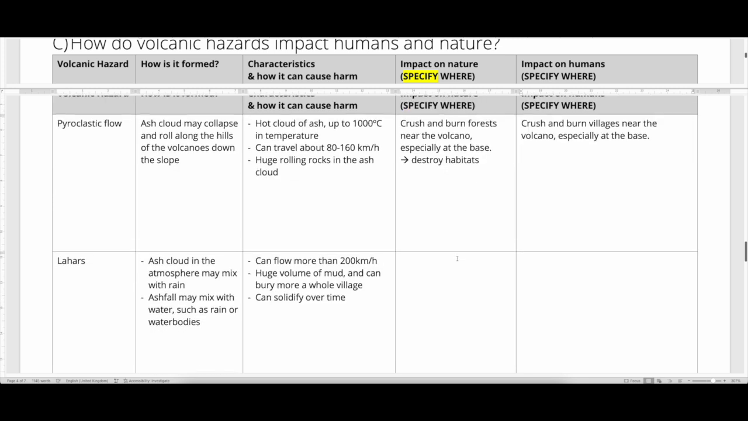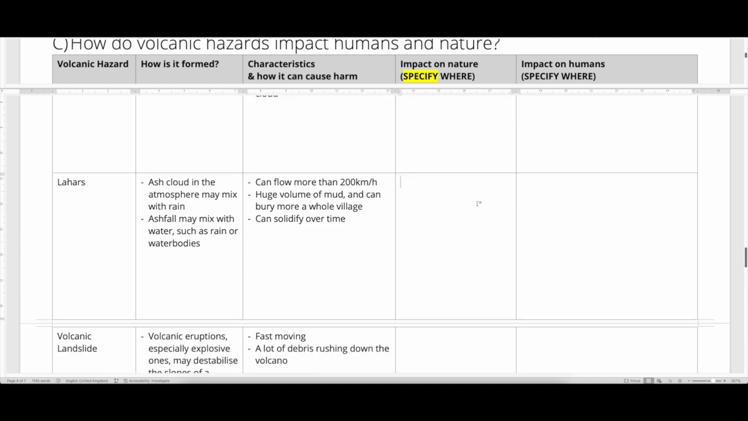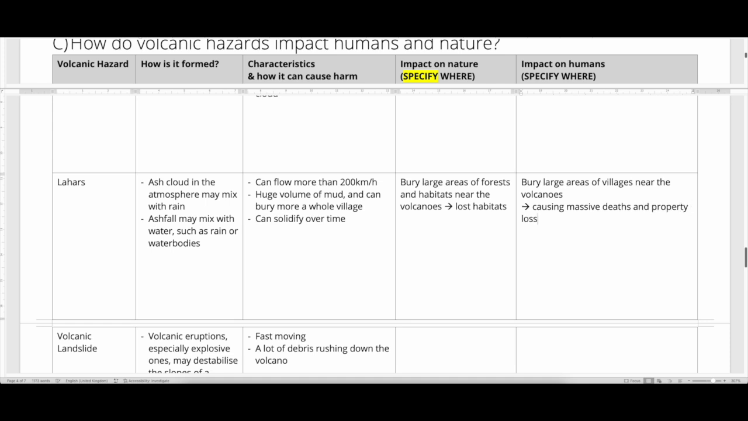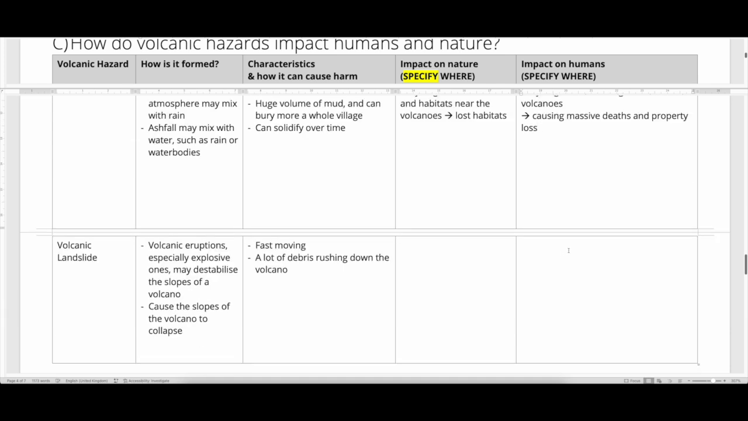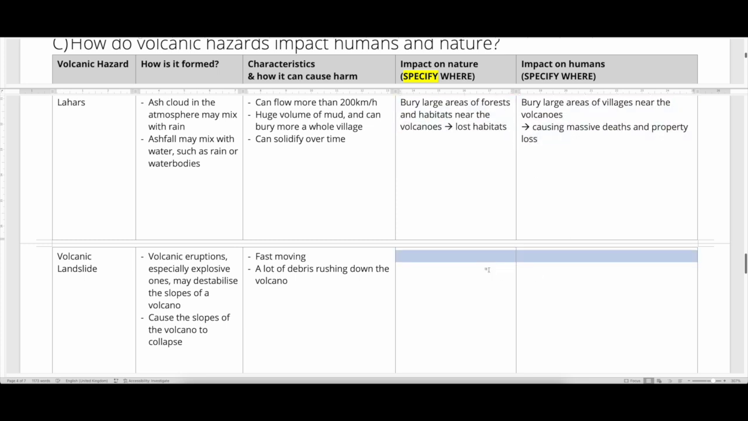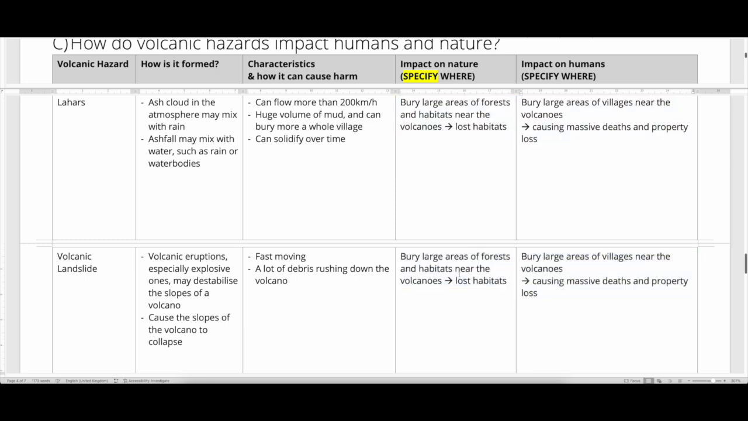Okay, lahar, it can travel for a much further distance, so it can bury large areas of forests and habitats near the volcanoes. So you have a loss of habitats. Okay, and likewise for here. Right, as you can see, it's very fast, so people who are caught in it cannot escape from it. Okay, likewise for volcanic landslide. Okay, but it's usually at the base of the volcano.